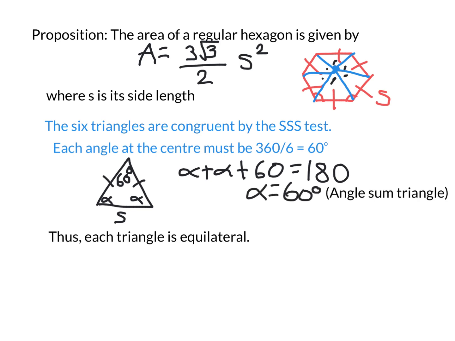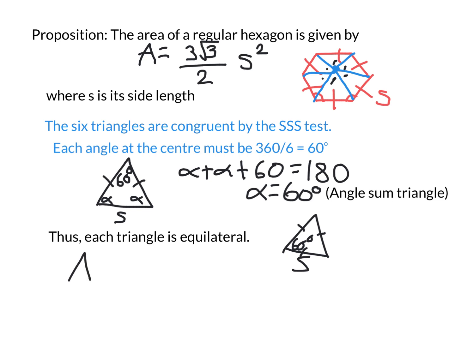Now if each of the angles is equal to 60 degrees, the triangle is equilateral. So each of these 6 triangles here is an equilateral triangle. That means that if S is its base, these 2 sides are also S. So we can find the area of this triangle using either Heron's rule or base times height over 2. They're fine. It's probably easiest to use half ab sine C, and the reason is we know the exact value of sine 60.